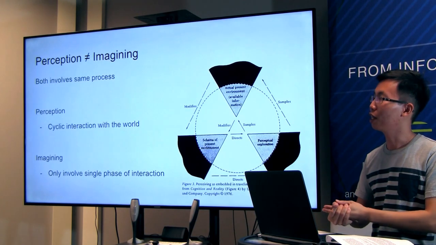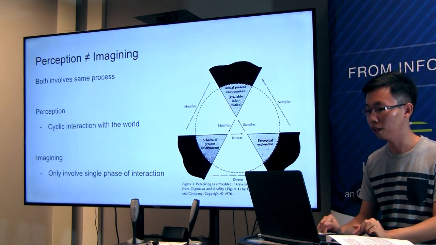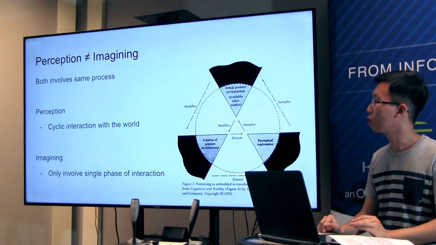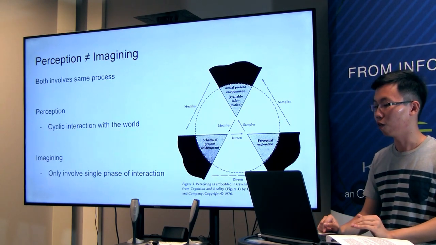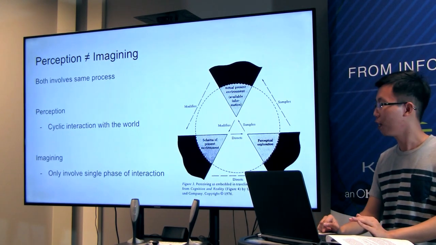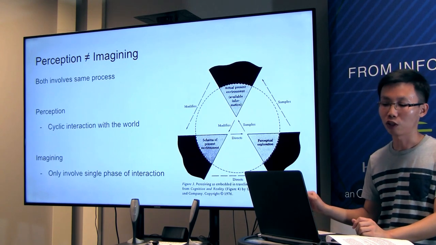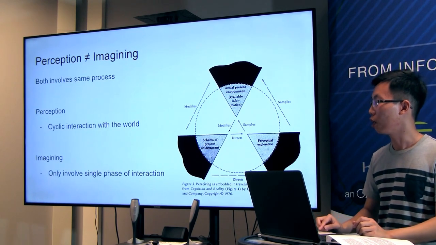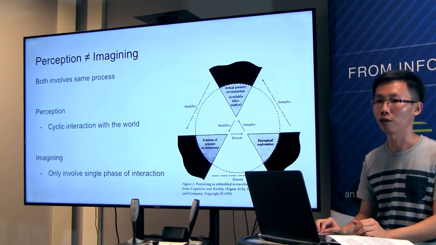So, from this article, Ulrich says that perception is not the same as imagining, even though they both involve the same process. Perception is the cyclic interaction with the world, but imagining only involves a single phase of the interaction.